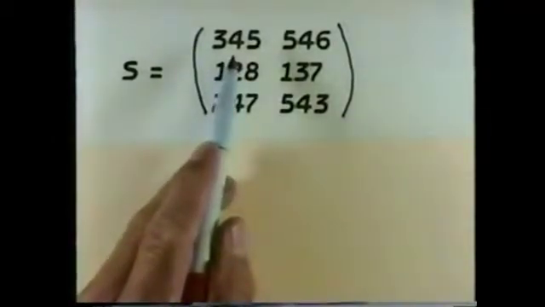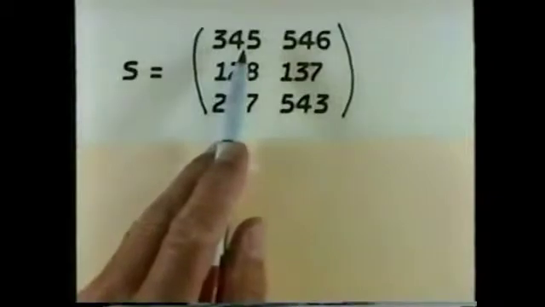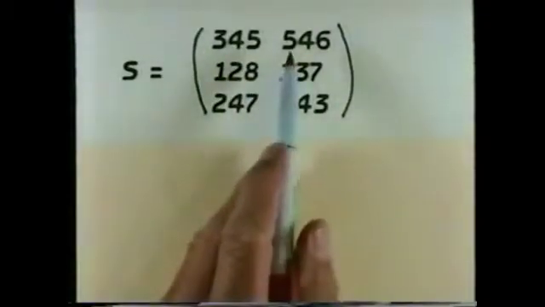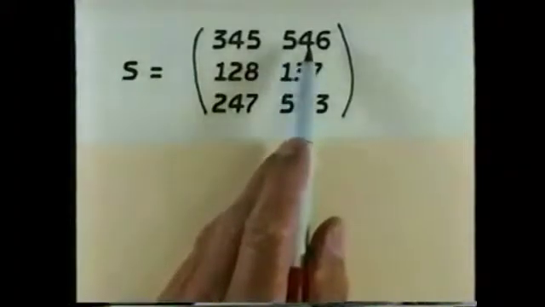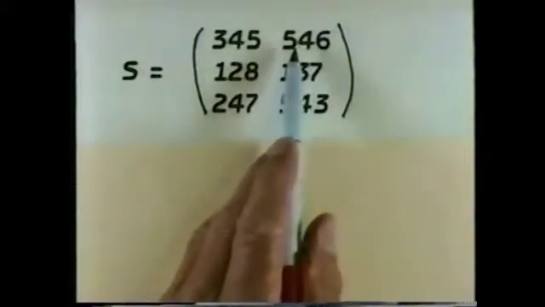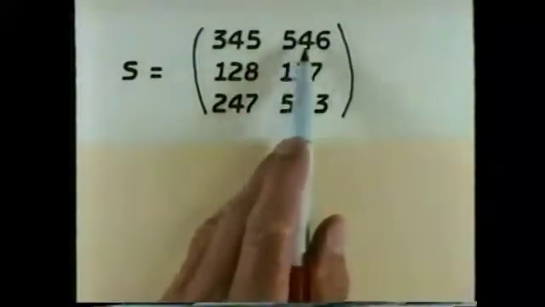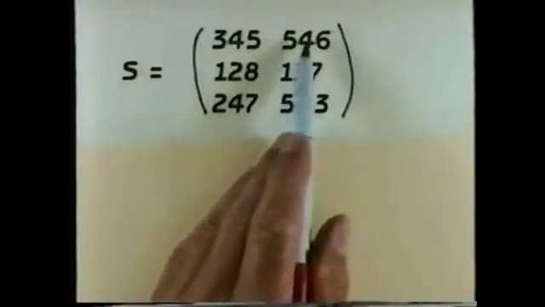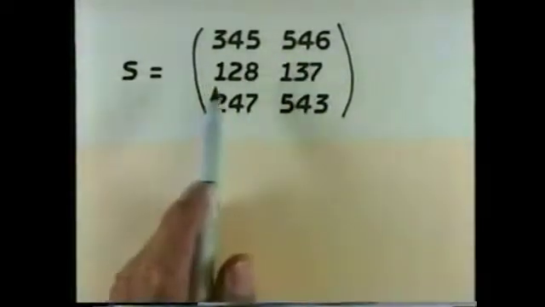Factory 1 produced 345 units of grade 1 shoes. Factory 2 produced... Factory 1 produced 546 units of grade 2. So Factory 1: 345 units of grade 1, 546 units of grade 2.